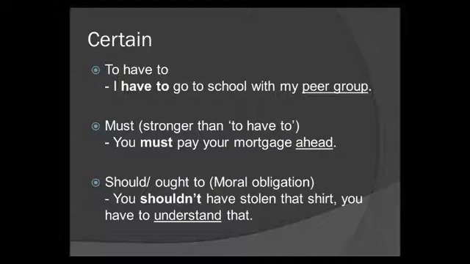There are three different ways of showing that something is certain, namely by saying to have to, must, and should. Here are some examples. The first one is, I have to go to school with my peer group. The second one is, you must pay your mortgage ahead. And the third one is, you shouldn't have stolen that shirt. You have to understand that.